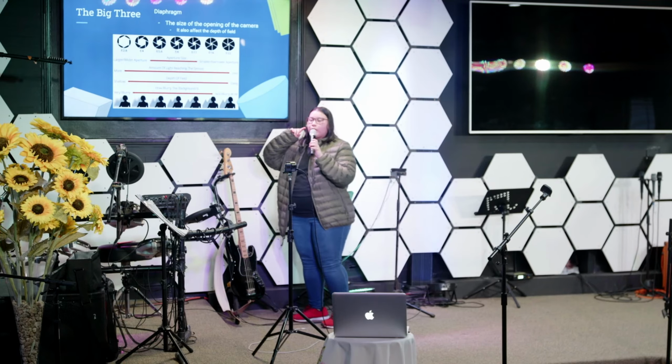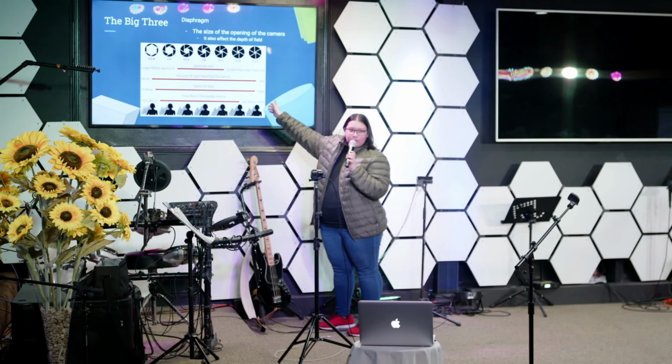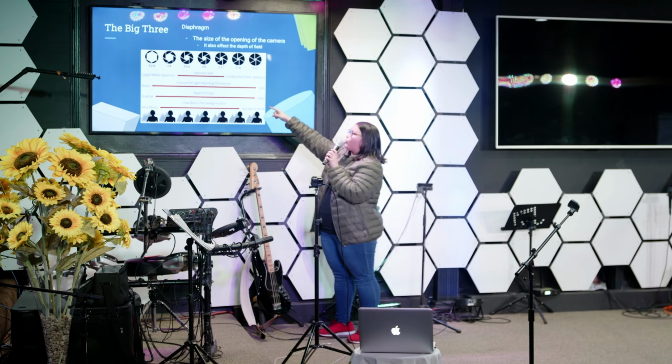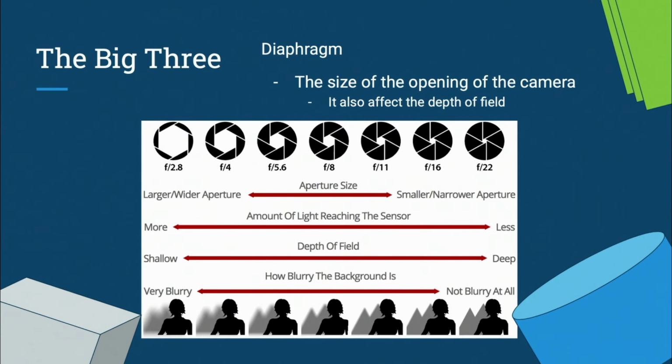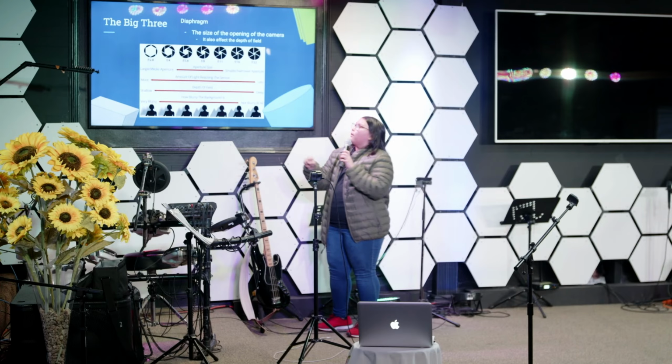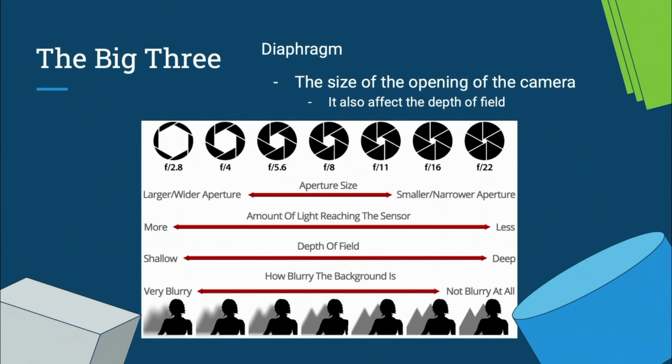Right. So can you guys see the numbers? It goes from 2.8 to 4 and then, yeah? Right? So if you guys notice, as the number gets bigger, the aperture closes, right? What those black things represent is the blades inside the lens, right? Because it comes in the lens, not in the camera itself.